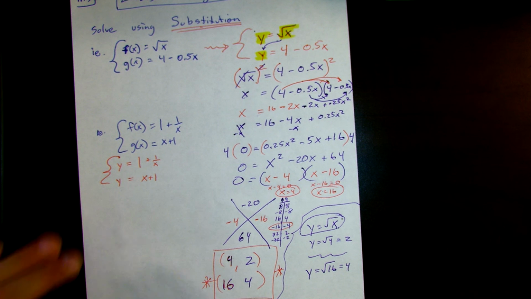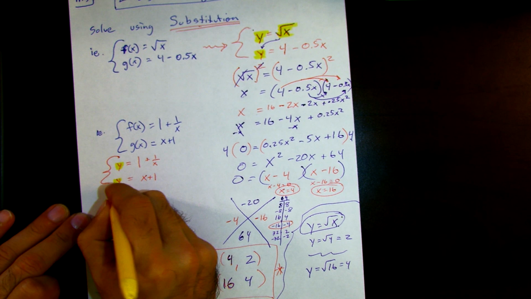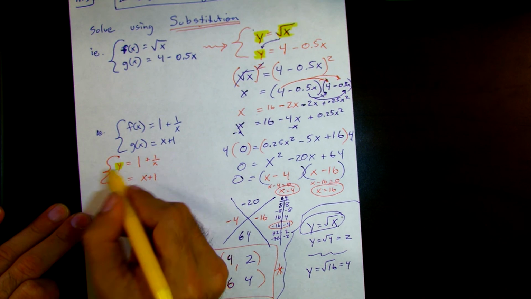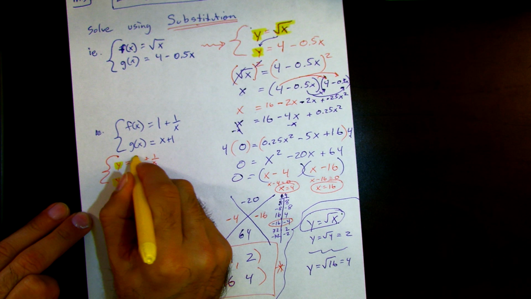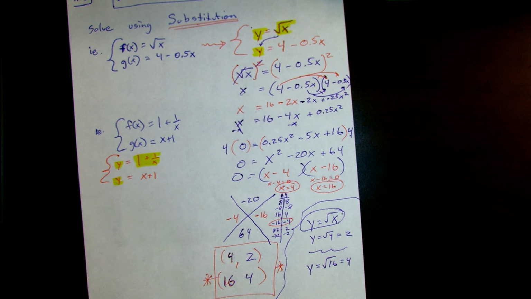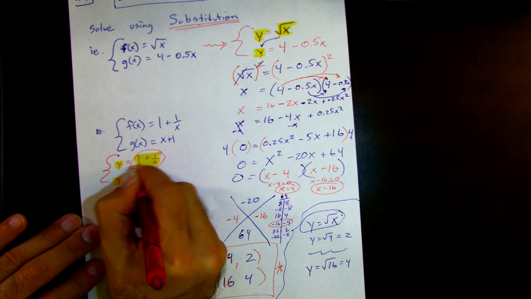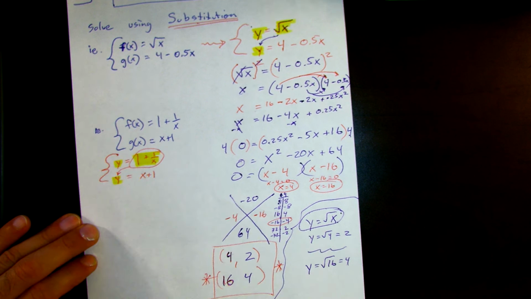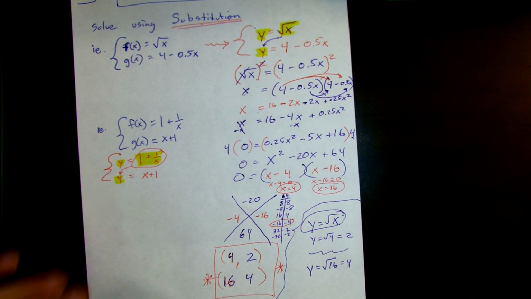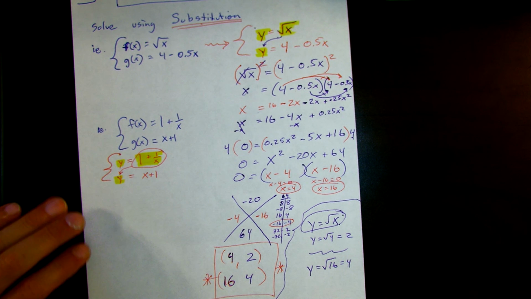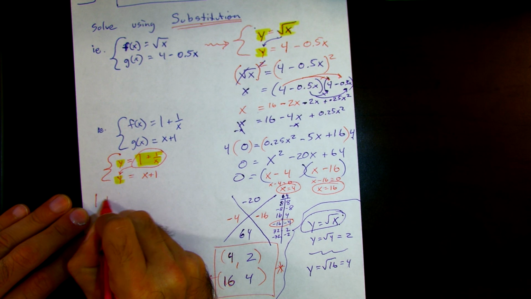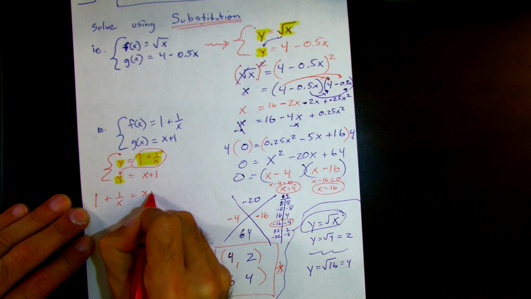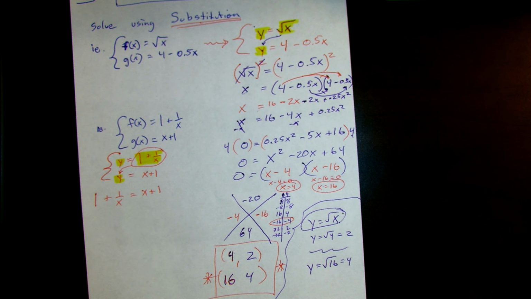And the key thing here is, again, substitution: that y is equal to that y. And what does y equal in this top equation? Y equals 1 plus 1 over x. So I'm going to take this and put it in there for the other y. That's all substitution is. It doesn't matter what the equations or functions look like. You just have to isolate one of the variables and then plug in what it's equal to. So we end up with this: 1 plus 1 over x is equal to x plus 1.